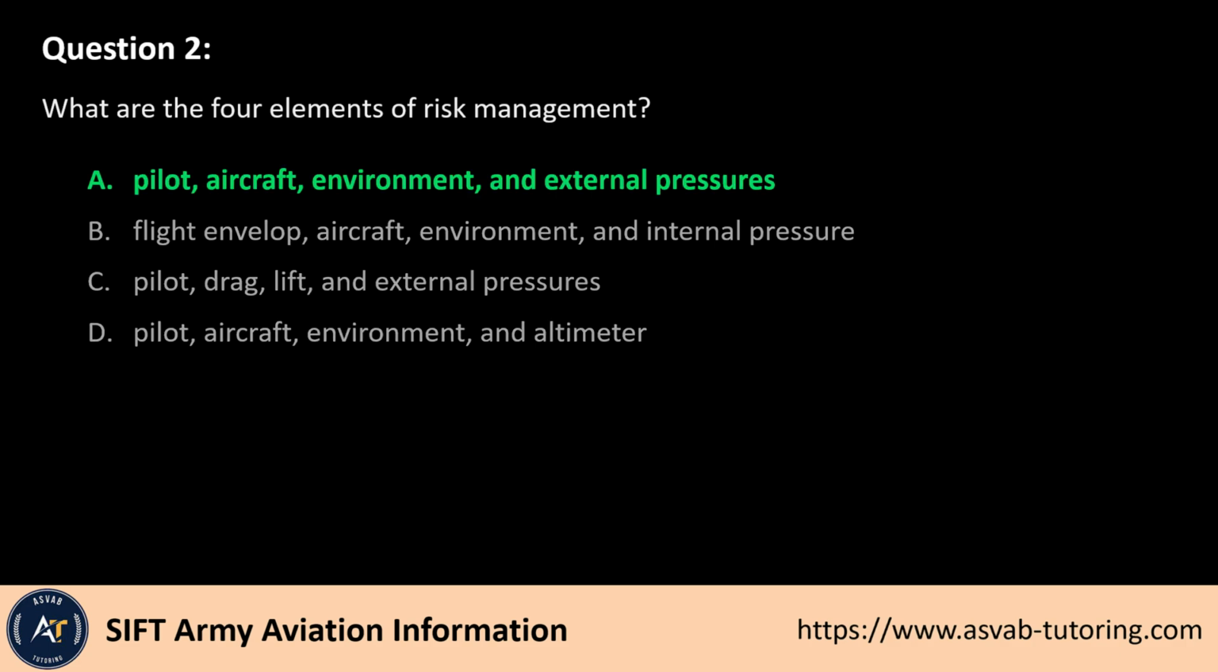The answer is A. The 4 elements of risk management are pilot, aircraft, environment, and external pressures. These represent critical factors in flight safety. The pilot's skills and condition, aircraft performance, environmental conditions like weather, and external pressures all influence decision-making and risk during a flight. The other options contain incorrect or irrelevant elements like drag, lift, or altimeter.